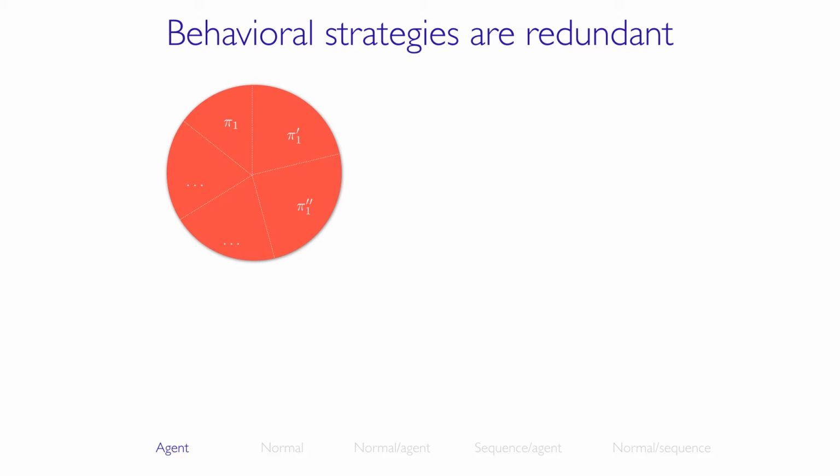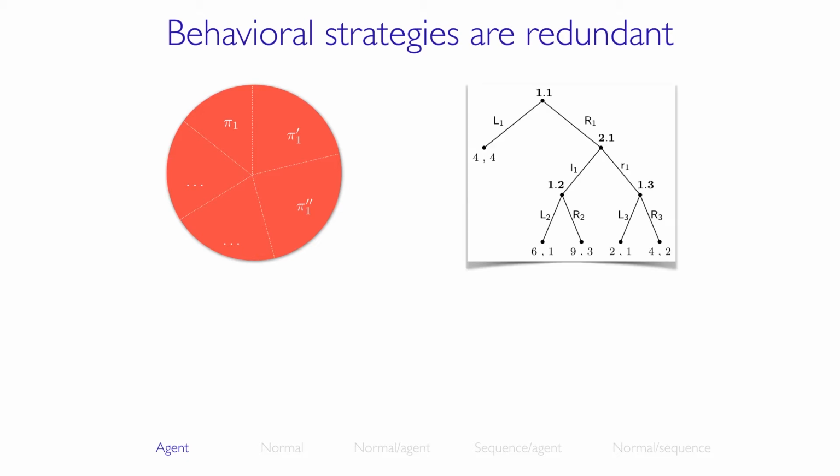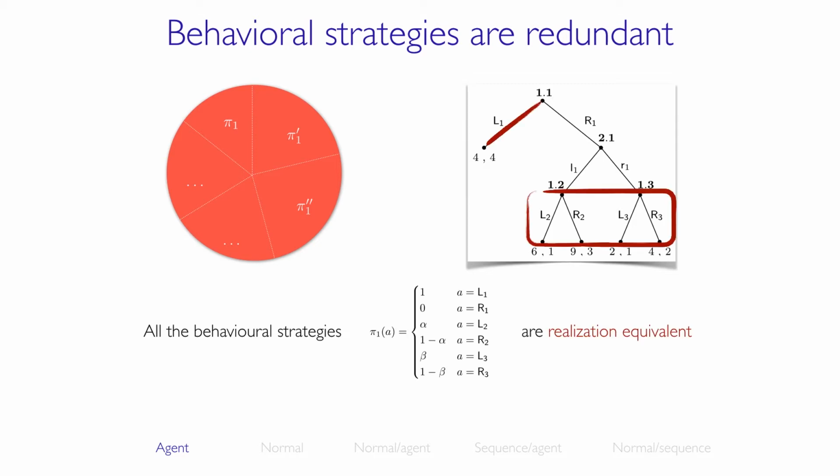Now we focus on behavioral strategies. We recall that they are defined on the agent form. Consider the example of the game tree reported in the picture and focus on the behavioral strategies of player 1. They prescribe the player to play L1 at information set 1.1 with probability 1, while the behavior at information sets 1.2 and 1.3 can be any. That is, it is sufficient that alpha and beta belong to the range [0,1].